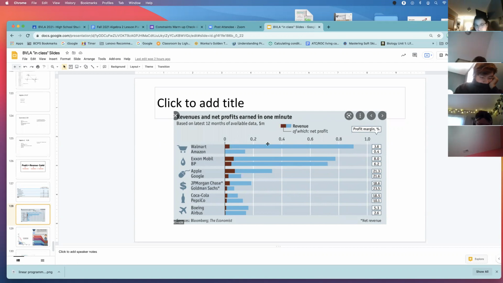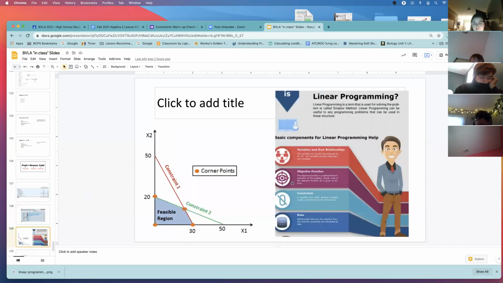Okay, and so why is their profit so low? Well, they have to pay for their executives, and they have to pay their workers, and they have to pay for marketing and research and development and production expansion. So I thought this was really interesting. I just wanted to share it.